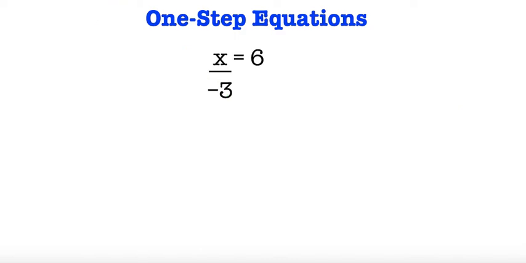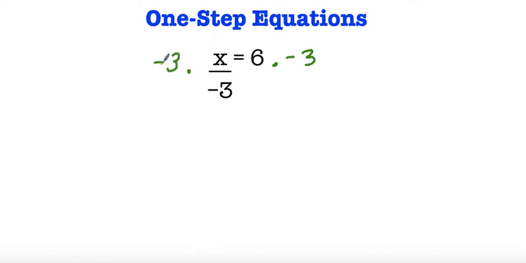Here I have x divided by -3 is equal to 6. And same thing, if I want to isolate x, I'm going to have to multiply both sides by -3 over 1, or just -3. Make sure you do that to both sides to keep it balanced.